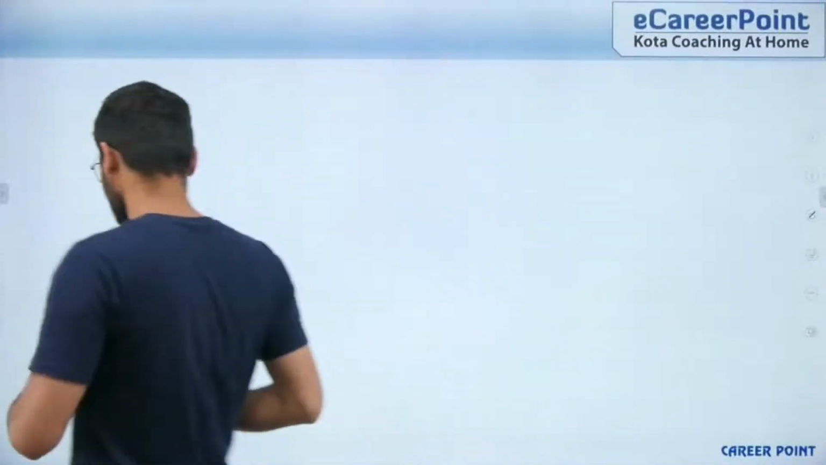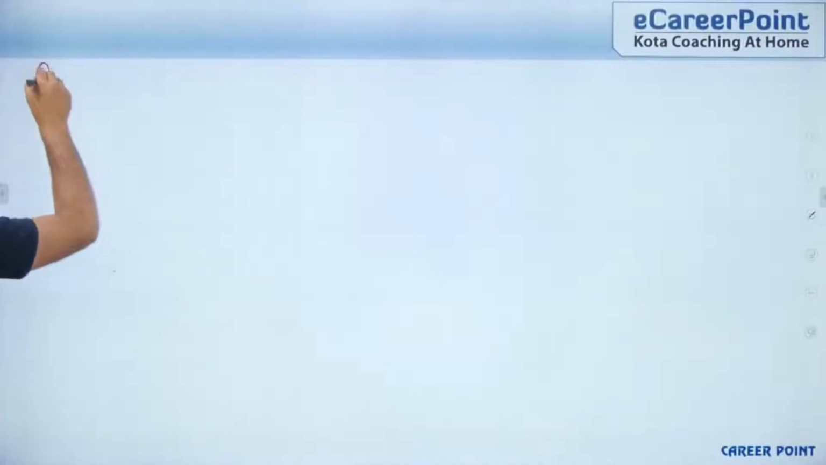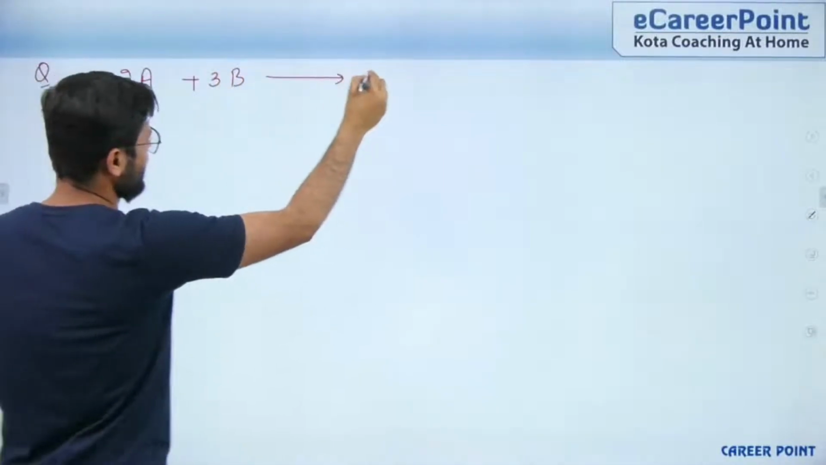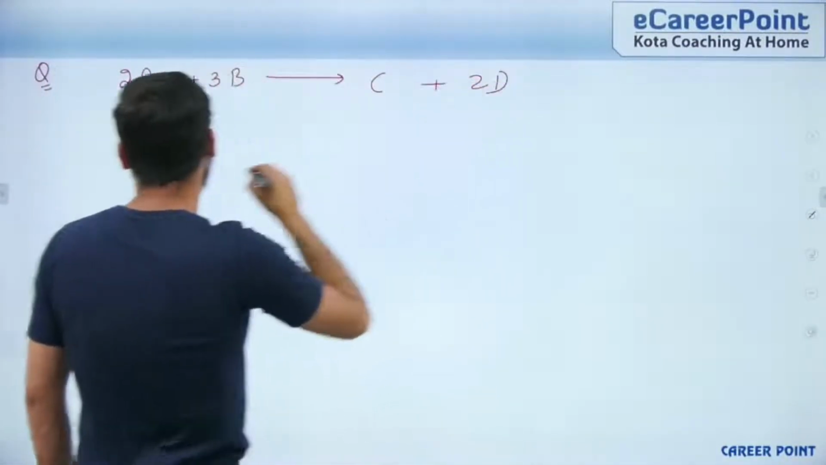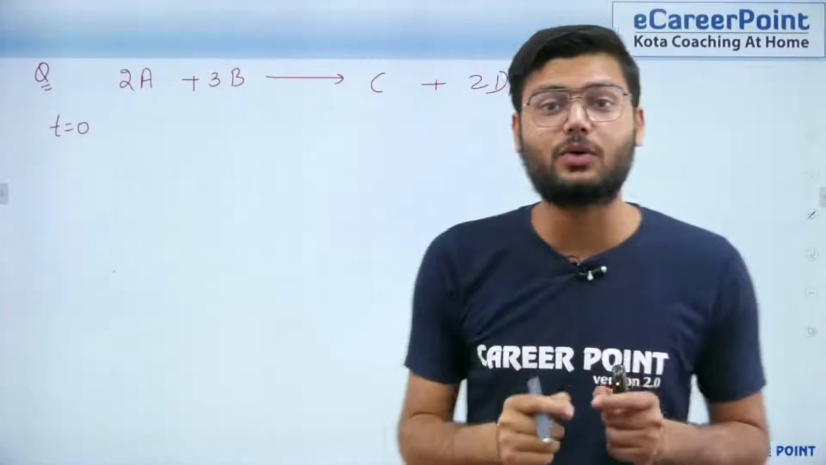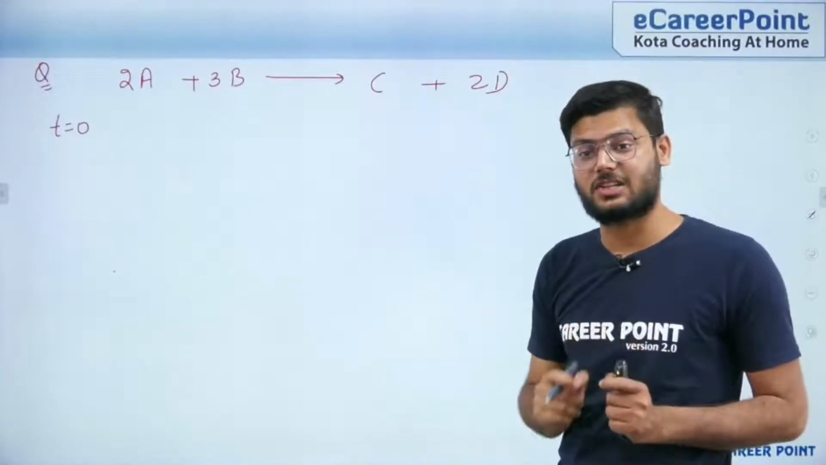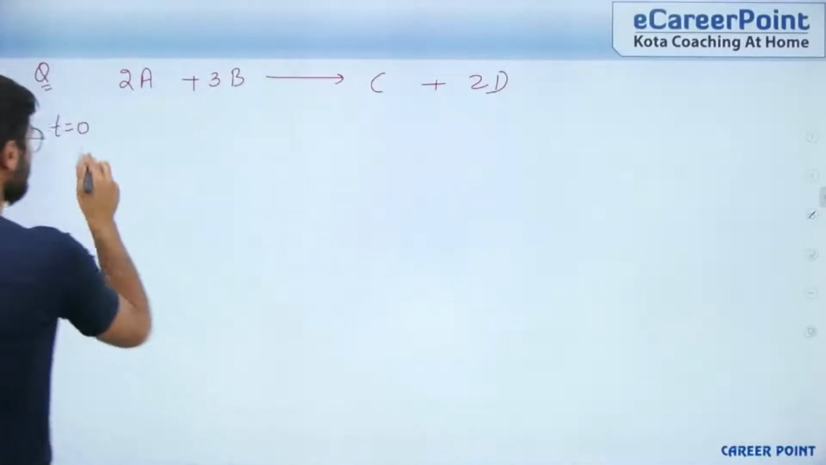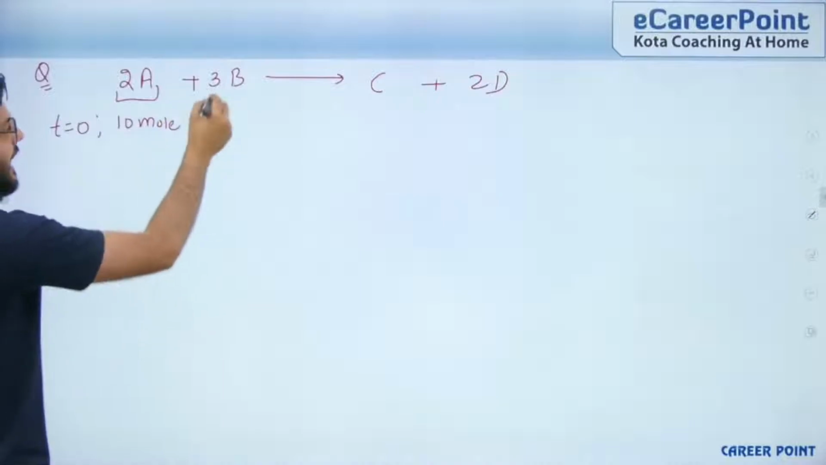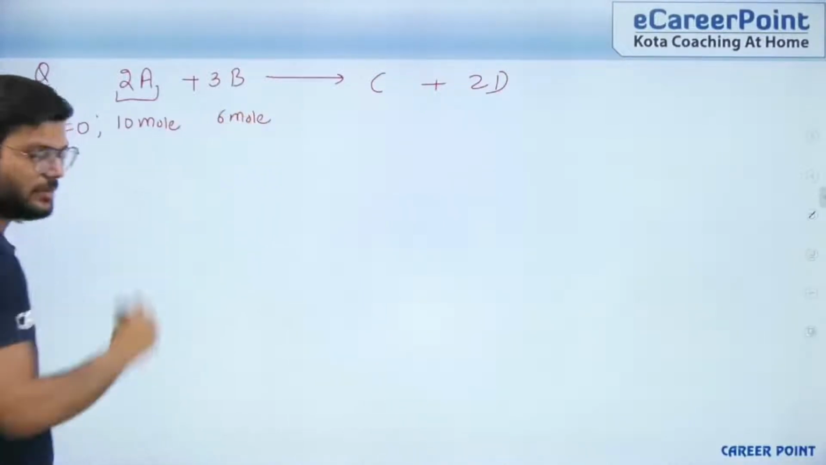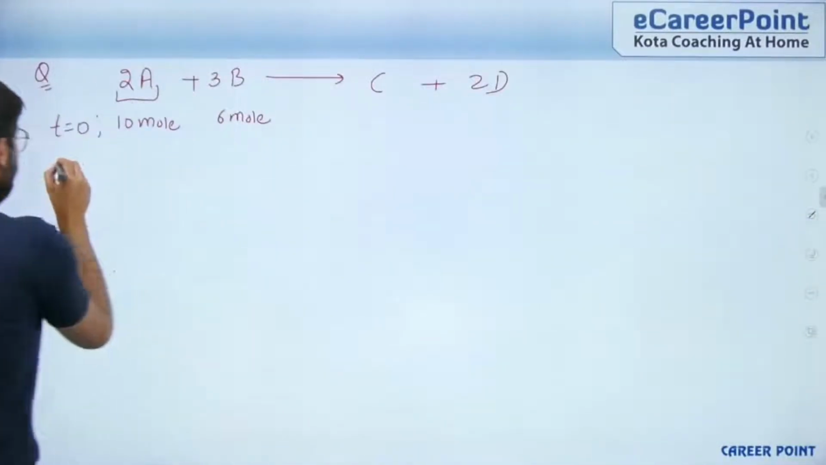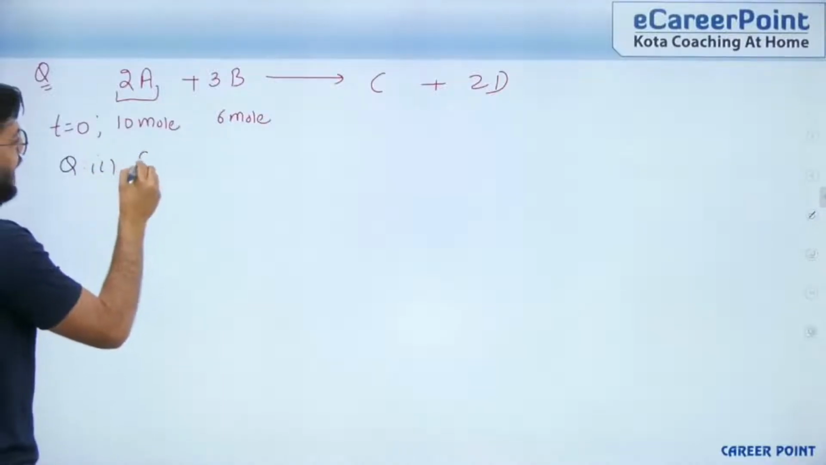Let's see. I am just making this question for all of you to understand. Let's say I have 2A plus 3B giving C plus 2D, and at time t equal to 0, be careful, today we are going to understand how the reactions are proceeding. At time t equal to 0, I have A, let's say 10 mole, and B I have 6 mole. Now the first question is to find out the limiting reagent.